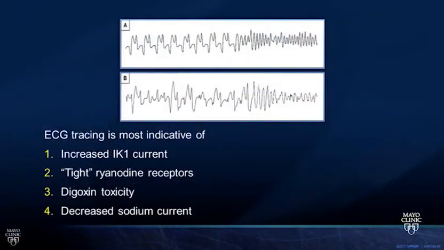Okay. Next question is, this ECG is most indicative of which of the following? Increased IK1 current, tight ryanodine receptors, DIG toxicity, or decreased sodium current?